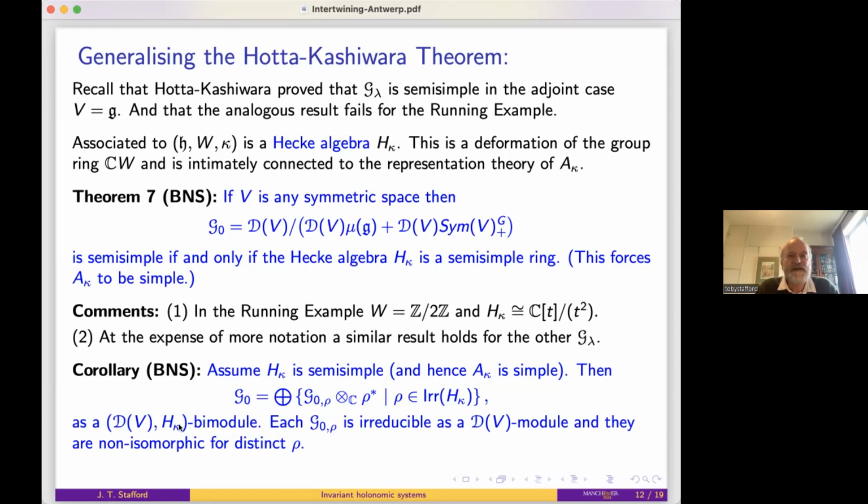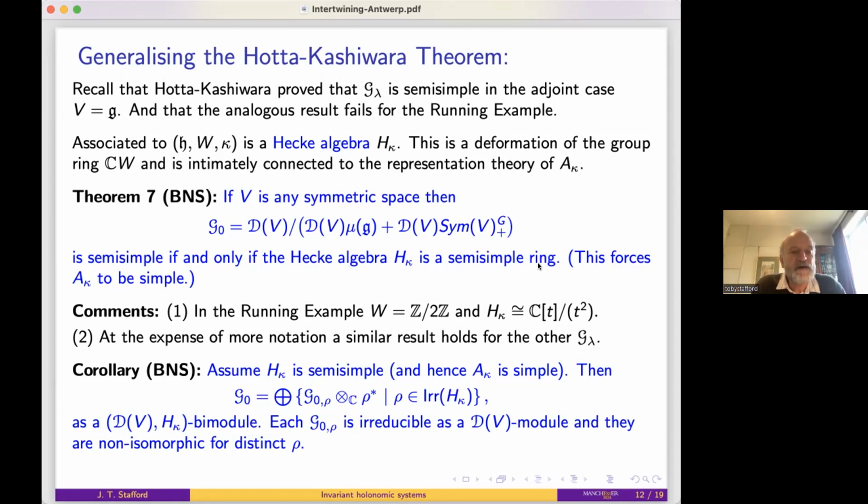But of course, you may complain here that I've not really answered the question. I've just replaced the question I'm interested in by a different question. To complete this theorem, I should really tell you exactly when this Hecke algebra is semi-simple.